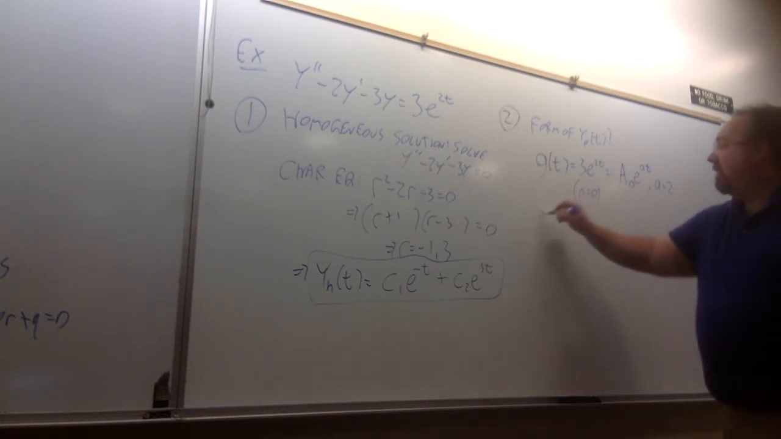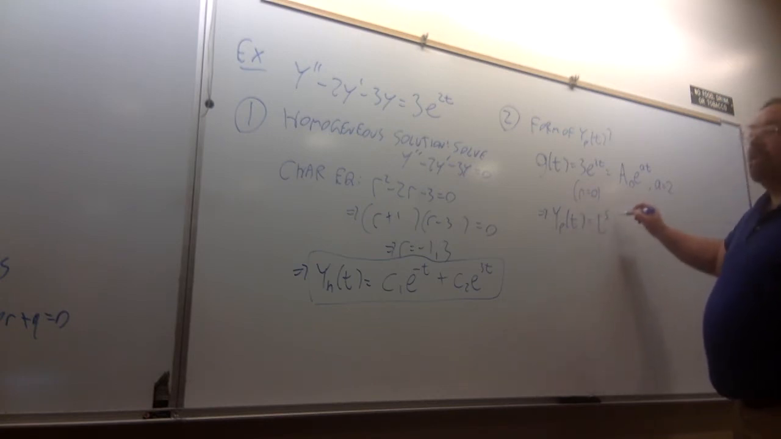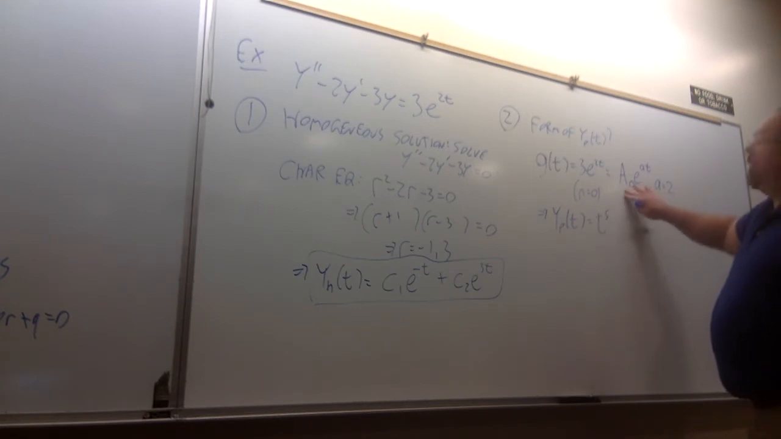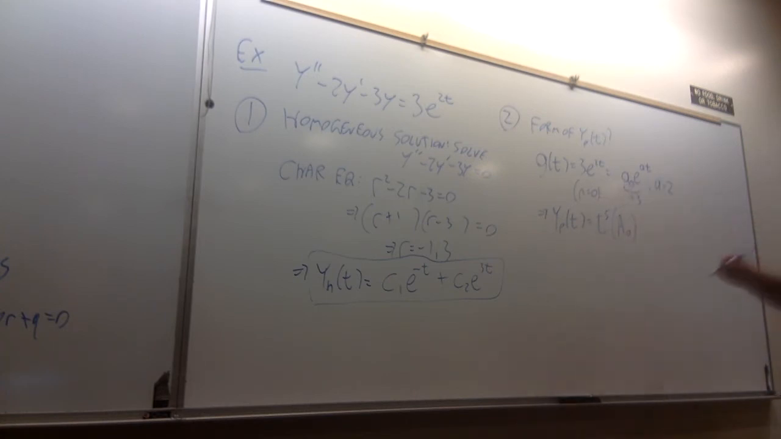So then your particular solution is t to the s. Based on my notation, the upper board should be lowercase a0, and that is equal to 3. In your particular solution, you have a polynomial of degree n, and n will be 0 in this case, so it's only a constant, times e to the at. But now I can fill in some particulars. So little a is 2, so it's e to the 2t. You have this undetermined coefficient, capital A0.